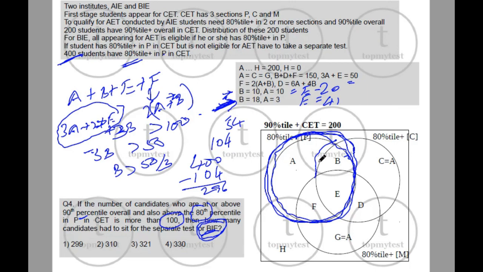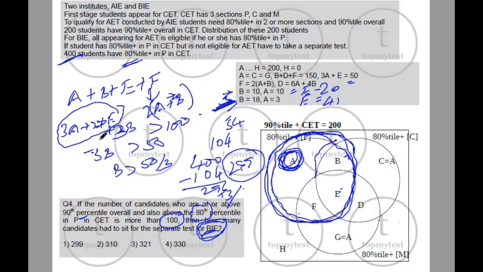Out of these 296 people, you have also removed this A. So you need to add back A because these people have not qualified. Only these three sets have qualified. The people in region A have not qualified. So you need to add back A. So this total will become 299.